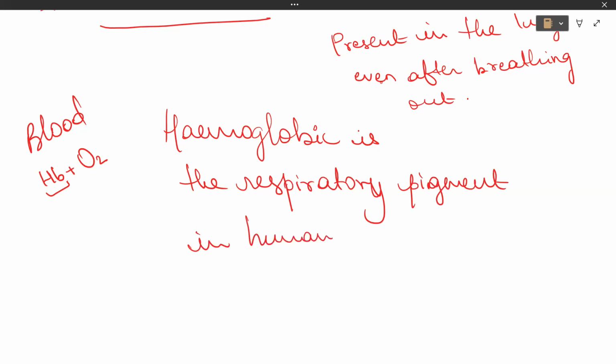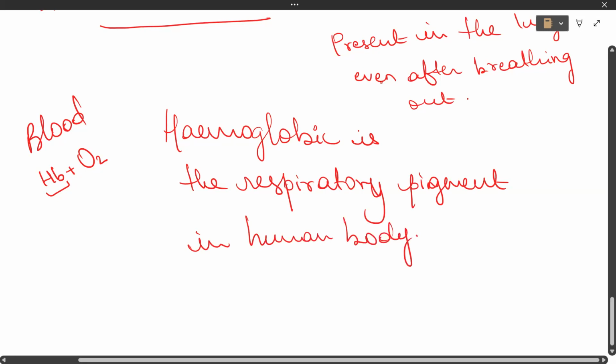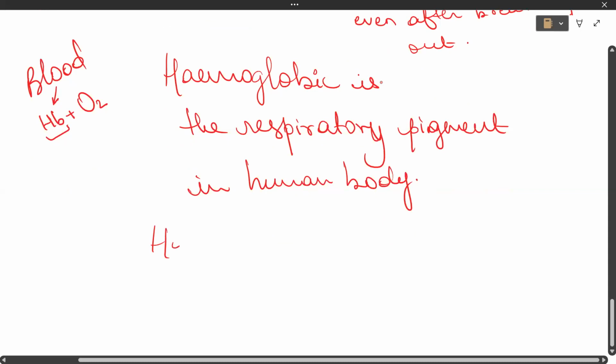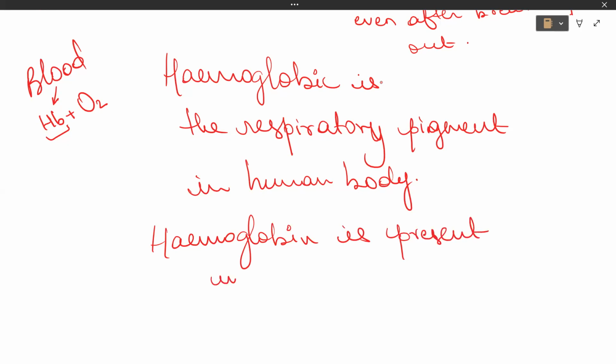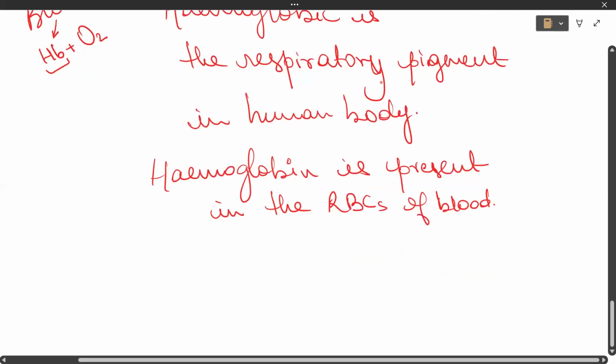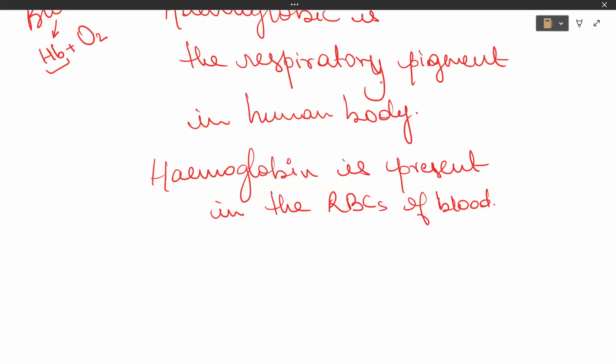Understood? So basically, if I'm saying that the blood is carrying the oxygen, it means that inside the blood, hemoglobin is present, which is a respiratory pigment, and that pigment is responsible for carrying oxygen. And do you know that the hemoglobin is present in the RBCs of the blood? You know what RBCs are? Red blood cells. Yes, correct. So our blood contains red blood cells, and inside the red blood cells, hemoglobin is present. Is it clear?